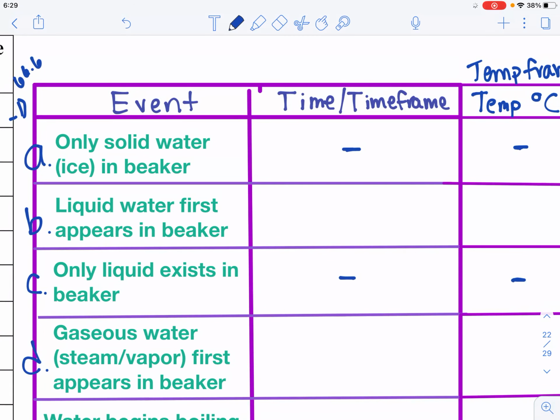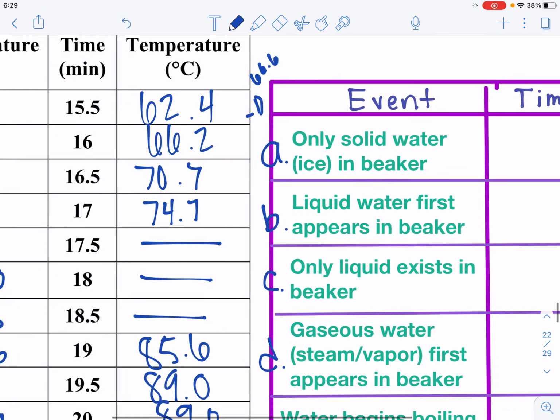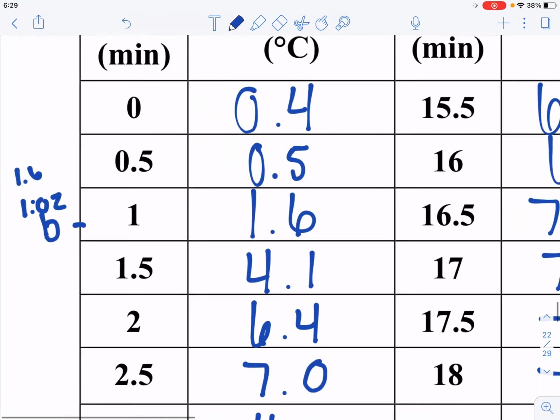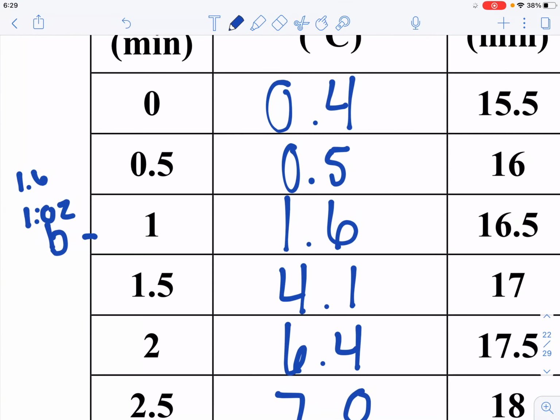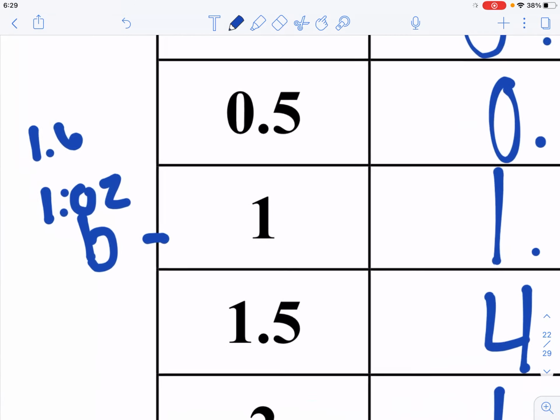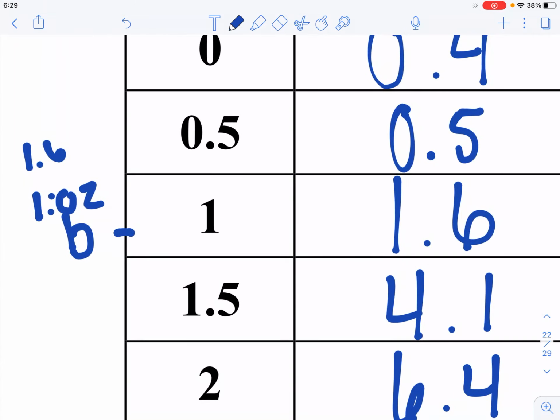So some of these are just going to be a straight time. And some of these are going to be a time frame. So only solid water in beaker, meaning ice, that is going to be from time 0 to whenever you made your first letter. Like I put letter B here at around 1 minute. When I was watching the online video, I specifically looked and it was 1 minute and 2 seconds, but you guys can just put it at whatever number that you wrote it in. So 1, 1.5, whatever.